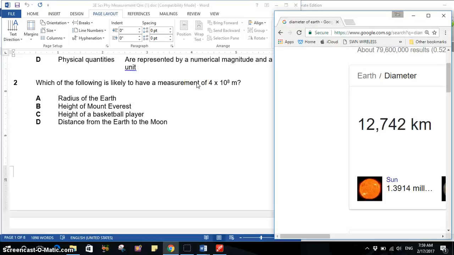For question 2, we need to recall that the diameter of the Earth is about 12,000 kilometers, meaning it's in the power of 10 to the power of 7. So, looking at this data, the radius of the Earth cannot be 10 to the power of 8 because it has to be smaller than the diameter of the Earth. So the only possible answer is D.